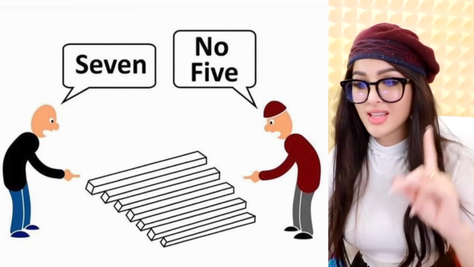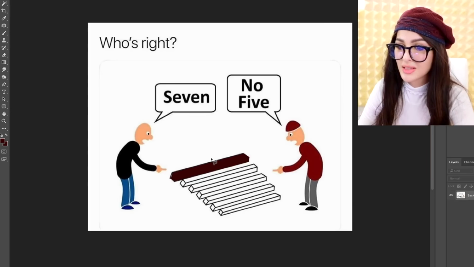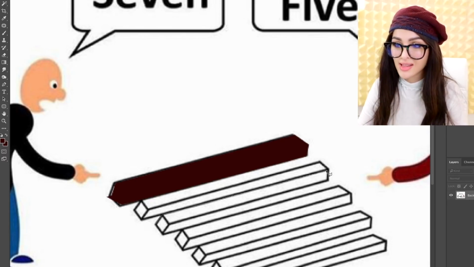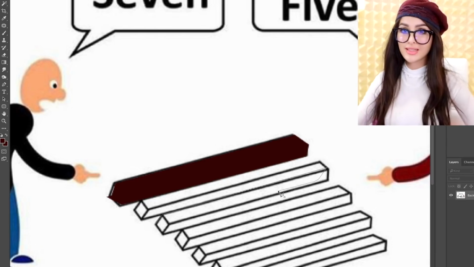Who's right? There's 7. No, there's 5. There's no end to the first stick. I think that's where they get you. See, the first stick doesn't have an end. There's only ends in between each stick. So this right here is actually a slightly slanted line and it just gradually slants and creates this illusion that there's more sticks on the other side.